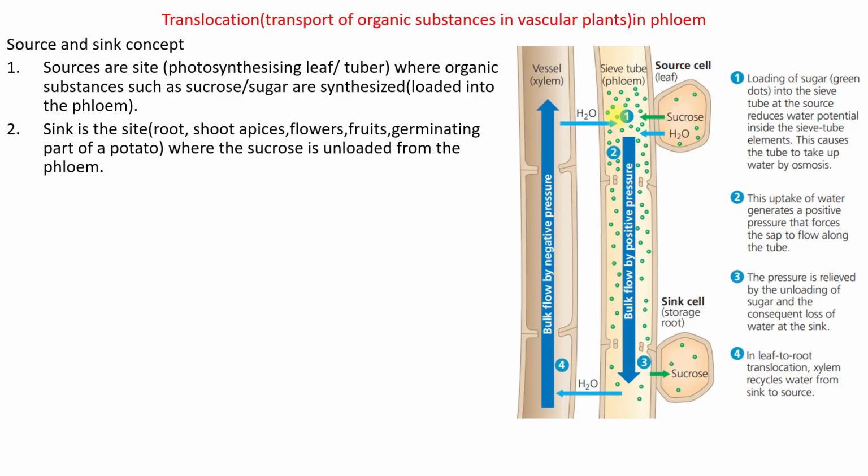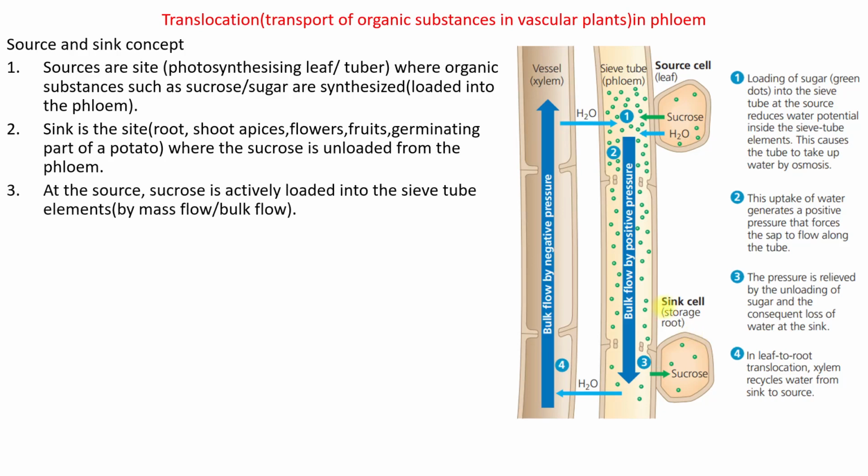Now, sink is the site where the sucrose is unloaded from the phloem. So this sugar from the leaf, or from the source, is loaded into the phloem, and from the phloem, the sugar will be unloaded to the sink. Examples of sinks are roots, shoot apices, flowers, fruits, or the germinating part of a potato, or any part of the plants that needs sugar, right, sucrose.